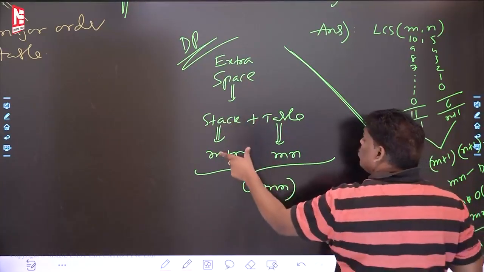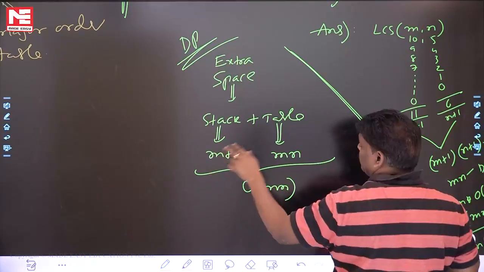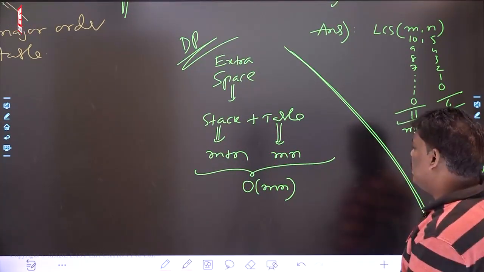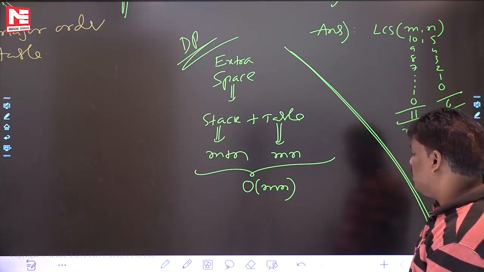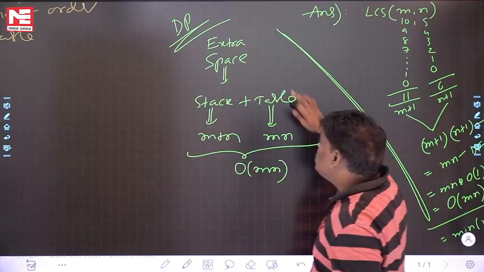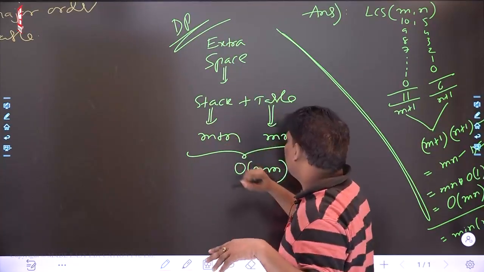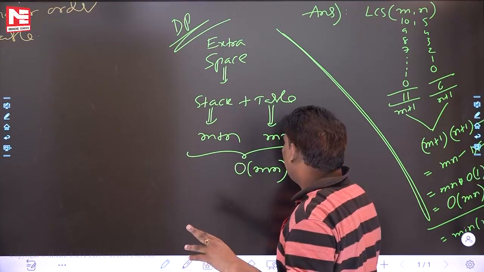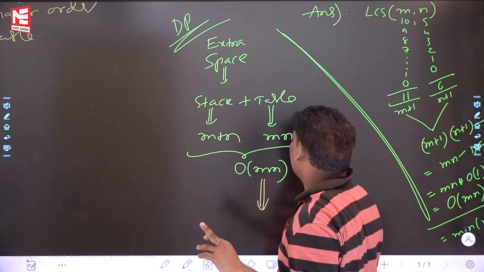See, stack is going to be m plus n, and the table is going to be m comma n, that is also okay. This is the total extra space. Total extra space how much? Mn. Using dynamic programming, stack space this much, table size is going to be mn, so overall space is mn. Now see the answer. Interesting answer.